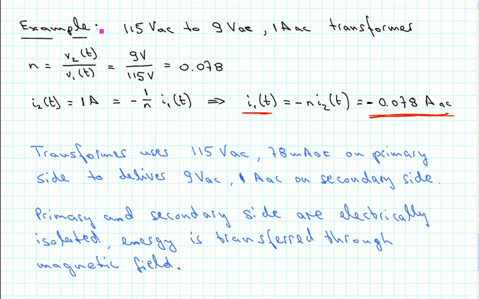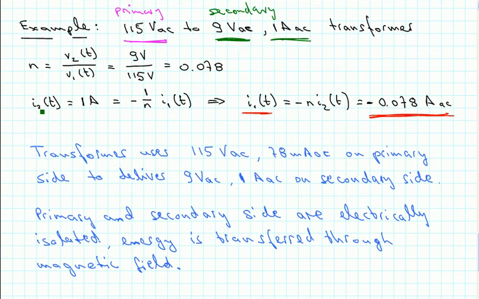So here's a little example. A transformer with the primary side 115 volts AC and the secondary side 9 volts AC, and we assume that it can deliver 1 amp on the secondary side. So the turns ratio is the 9 volts divided by 115 volts. It's 0.078, so it's less than 1 because we go from a high voltage to a low voltage.